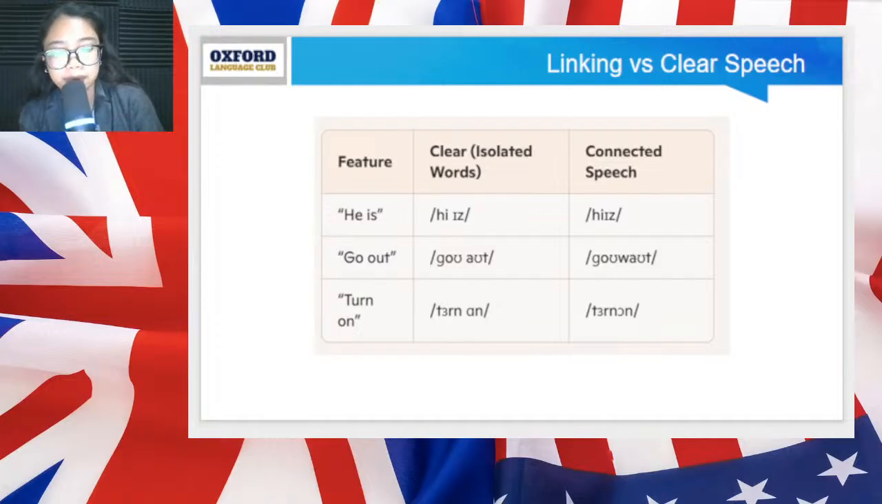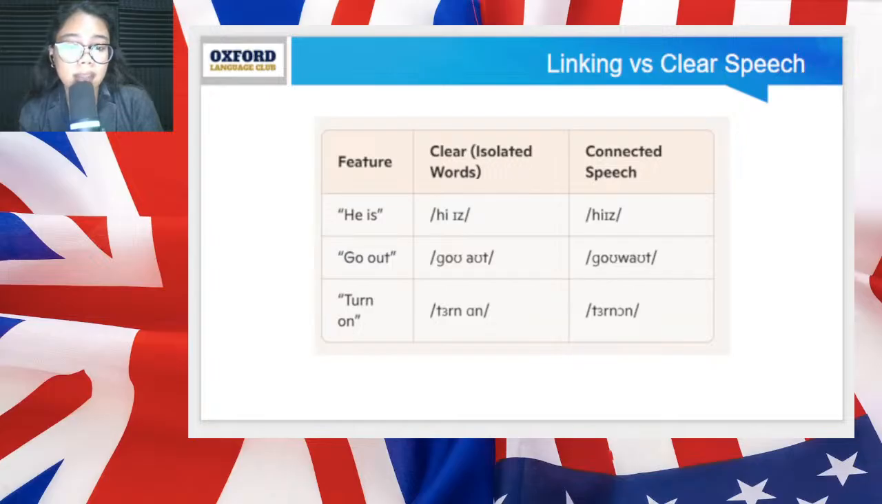Go out. Okay? And finally, we have "turn on." If said in isolation, it might be "turn on," with a clear distinction between the end of "turn" and the beginning of "on." However, in connected speech, it often becomes "turn on." Here, the consonant sound N at the end of "turn" seamlessly links with the vowel sound at the beginning of "on." The N sound literally carries over and initiates the next syllable. This is our consonant vowel linking in action.